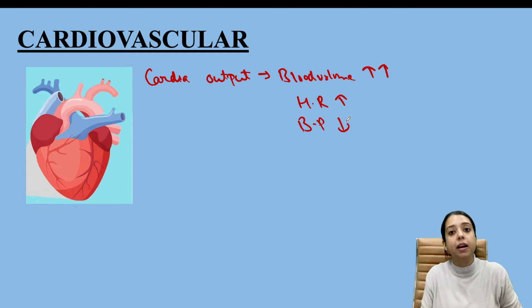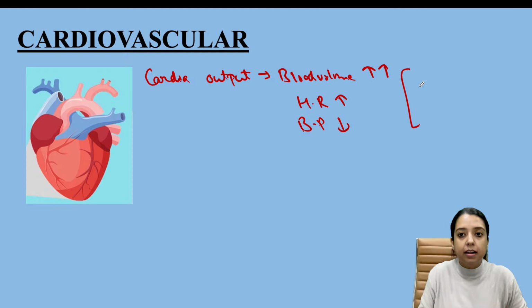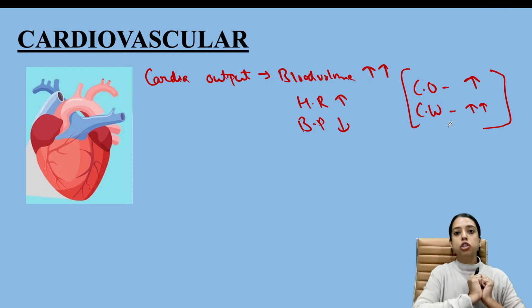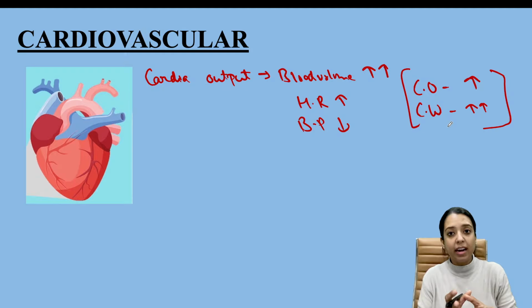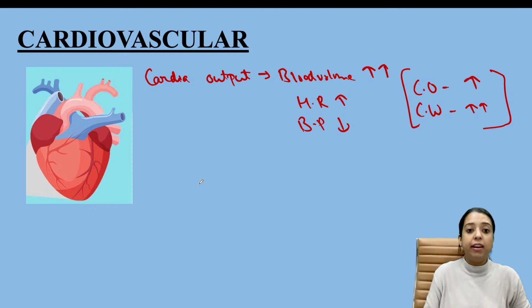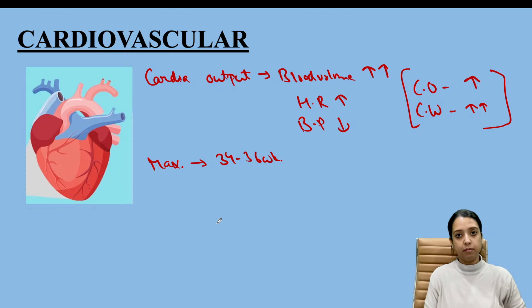Women often become hypotensive when they are pregnant. So blood pressure falls, heart rate rises, blood volume rises. As a result, the cardiac output rises. The cardiac work rises. So the heart is pushing more blood every minute. So cardiac workload rises, cardiac output rises. When is it maximum? Cardiac output is maximum in the 3rd trimester, at around 34 to 36 weeks.